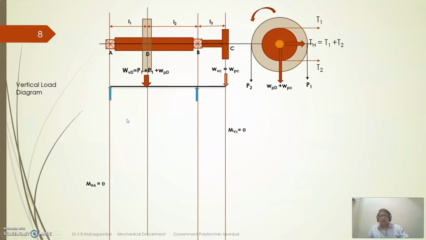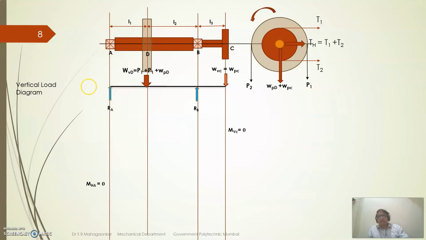So now you consider RA and RB are the reactions in the vertical load diagram. If you want to get RA, you take the moment about B. And if you want to get the reaction RB, you should take the moment about A. Okay, this is one thing.